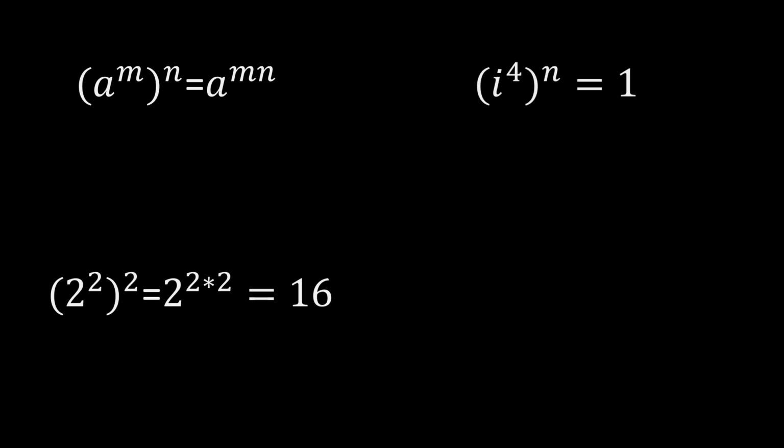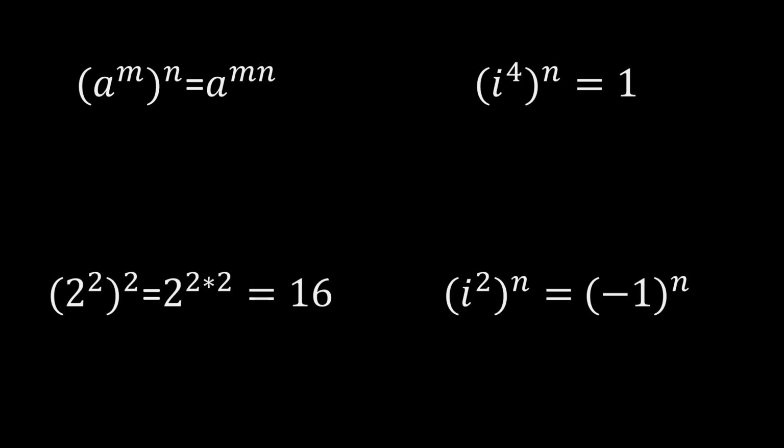If i to the 4th, which is 1, is raised to any integer power, the result would be 1. If we square i, we get -1. Whenever -1 is raised to an even power, the result will be +1. But if the exponent is odd, then it would be -1.